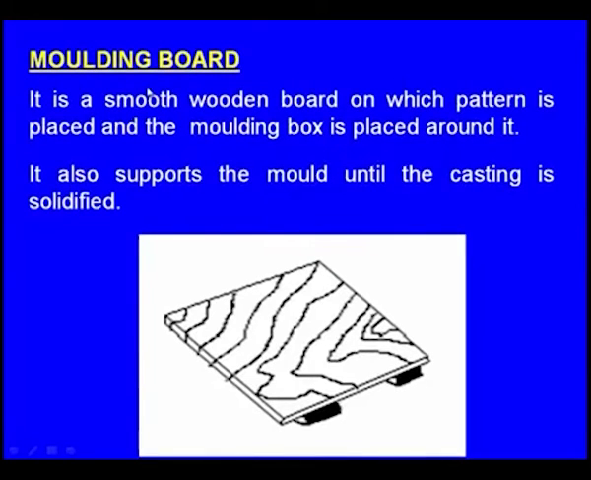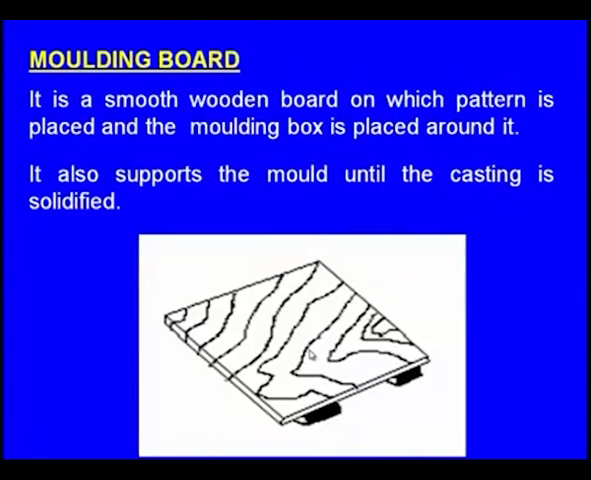Next one, this is the moulding board. It is a smooth wooden board on which the pattern is placed on the moulding box. Above the board we place the moulding box, and above that we place the pattern, and over that pattern we do the compacting. It also supports the mould until the casting is solidified. So this is the moulding board.